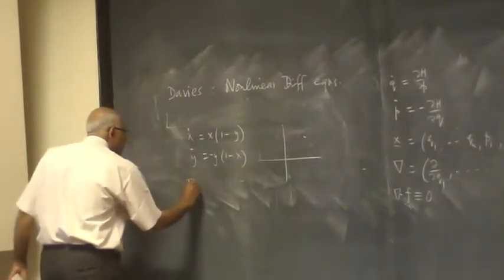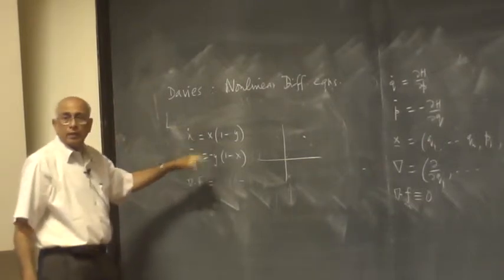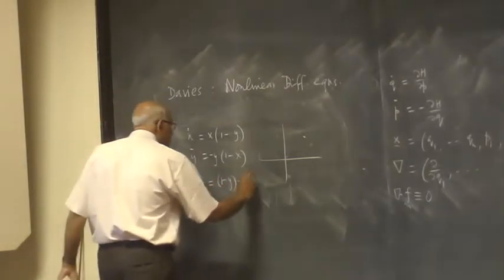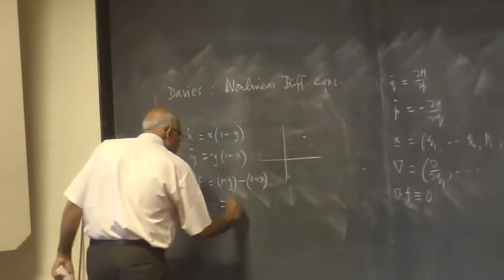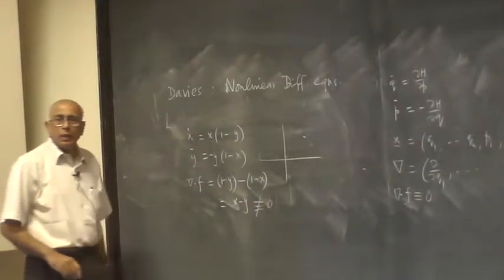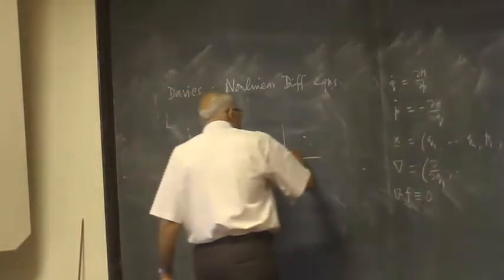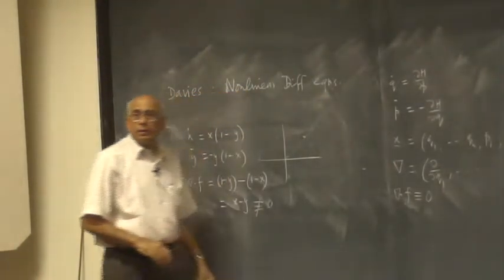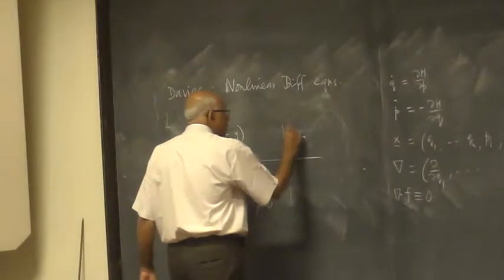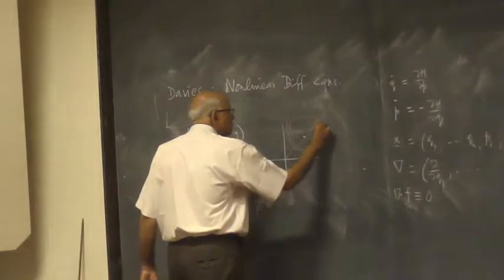Now what's del dot f in this case? It's the derivative of this with respect to x, so it's 1 minus y, minus 1 minus x, which is equal to x minus y. Which is not identically equal to 0. It's equal to 0 on the line x equal to y, but otherwise not so. So on this line, del dot f is identically 0, and the phase trajectories look like this. Neighboring trajectories would look like this.